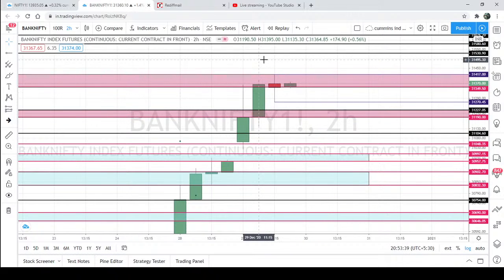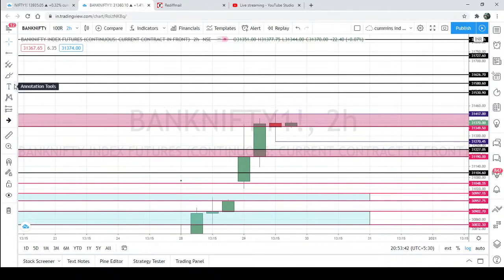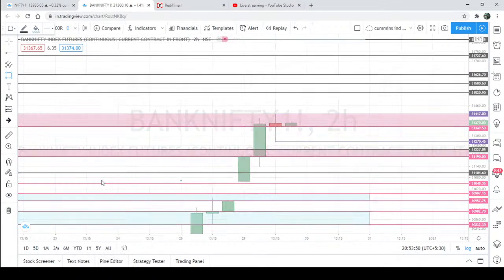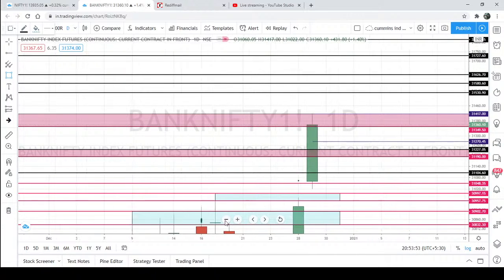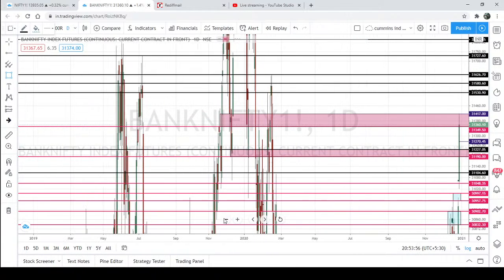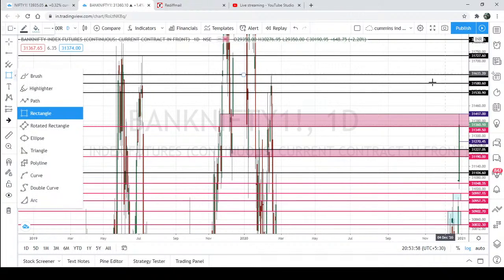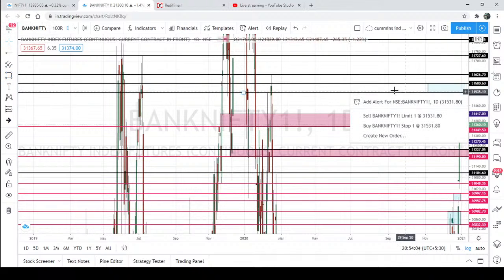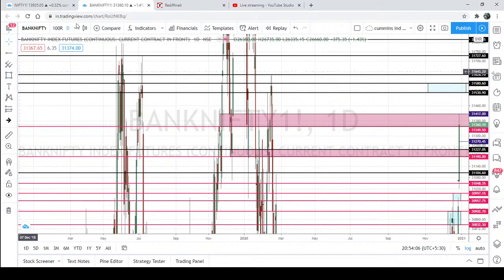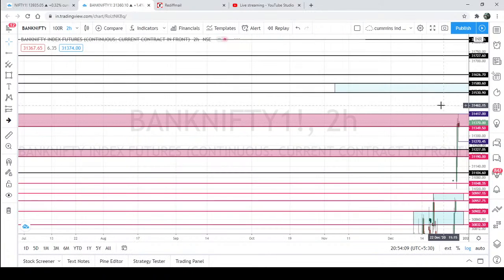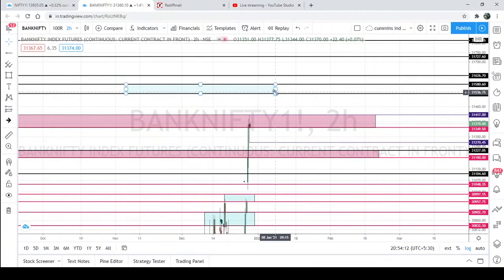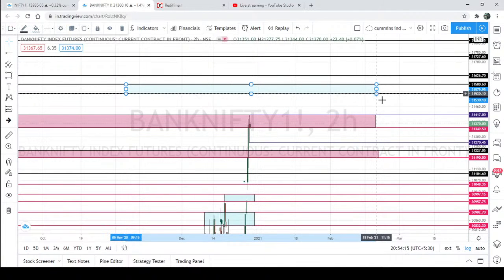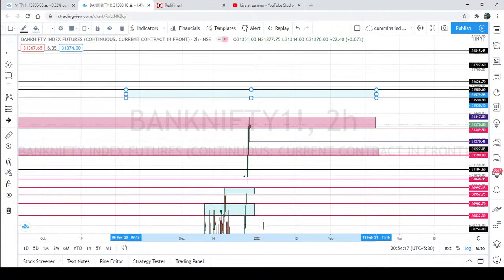Right, now let's go to the 15 minutes chart. Before that, I'll draw one more zone here which is very important. Let me just go to the 1 day chart. Okay, this zone is going to be very important for tomorrow. Let me mark this level. Go back to the 2 hour chart. Then let's analyze what's happening in 15 minutes and 5 minutes, and then I'll tell you the trade plan for tomorrow.